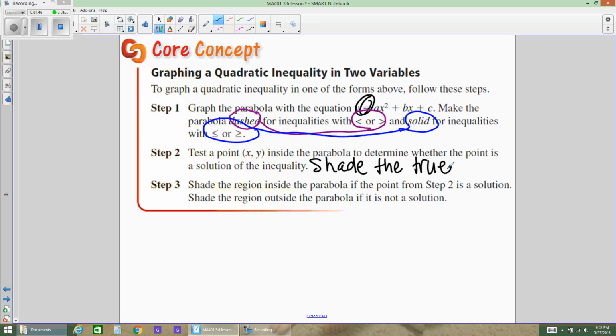So step 3, they kind of spell it out for us. They say shade the region inside the parabola if the point from step 2 is a solution. Shade the region outside the parabola if it is not a solution. In step 2, notice they tell you your test point (x, y) needs to be inside the parabola. Truth is, we can test wherever we want to as long as we shade the true region.